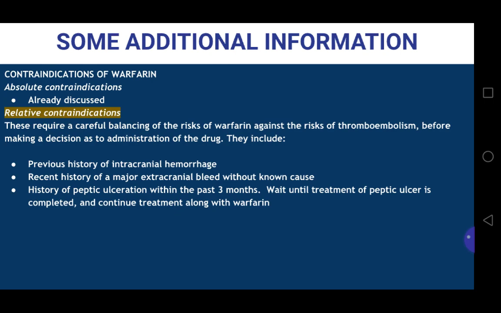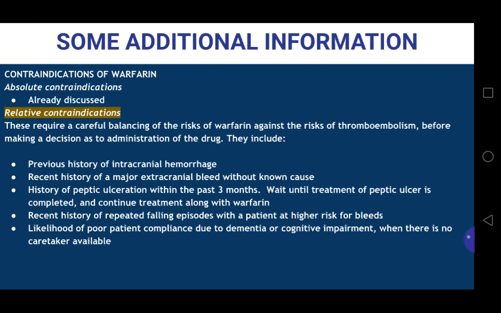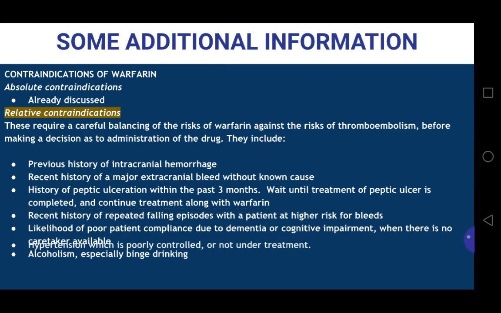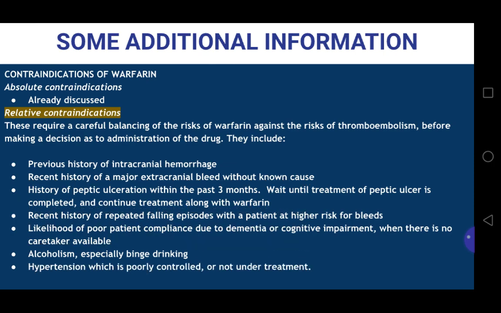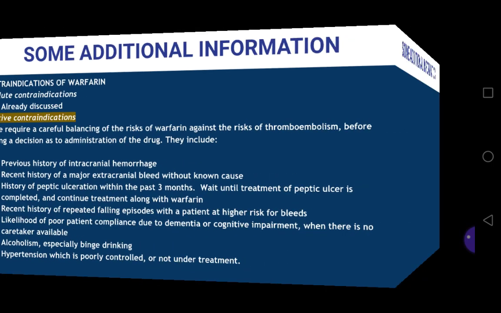Wait until treatment of the peptic ulcer is completed and continue treatment along with warfarin. Recent history of repeated falling episodes, with the patient at higher risk of bleeds. Likelihood of poor patient compliance due to dementia or cognitive impairment when there is no caretaker available. Alcoholism, especially binge drinking, and hypertension which is poorly controlled or not under treatment. So all these are relative contraindications.